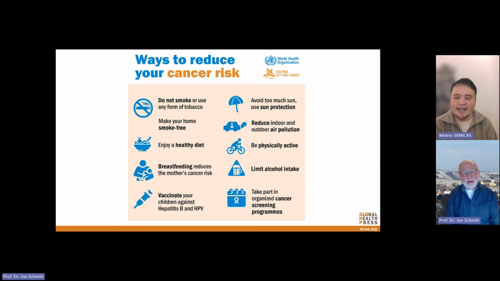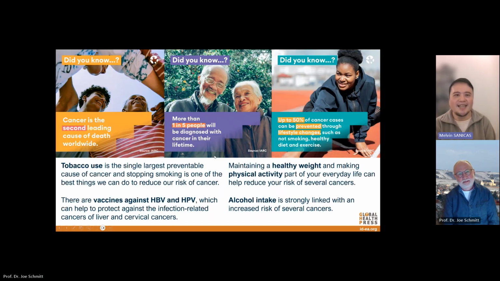Very good. And in the next slide we'll actually show a similar message. And this is from World Cancer Day, which happened on the 4th of February. It's also important to note that cancer is the second leading cause of death worldwide. More than 1 in 5 people will be diagnosed with cancer in their lifetime. And up to 50% of cancer cases can be prevented through lifestyle changes like not smoking, being healthy, having a healthy weight, because we know that obesity is linked to several cancers like colorectal cancer.